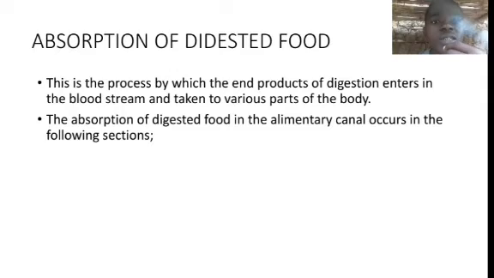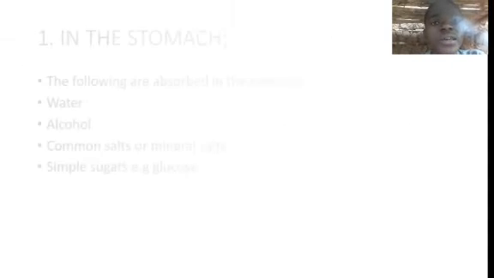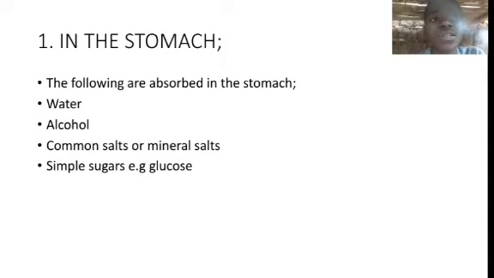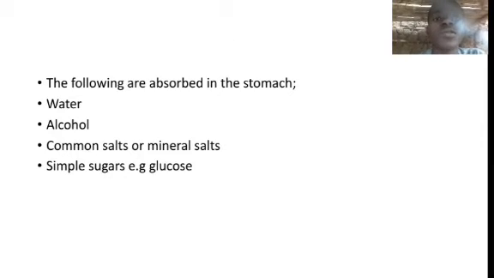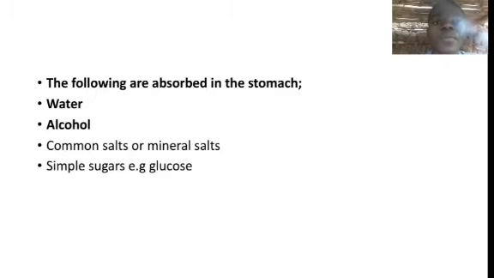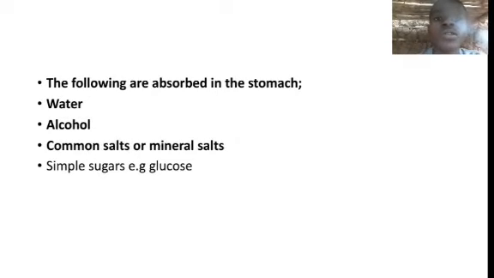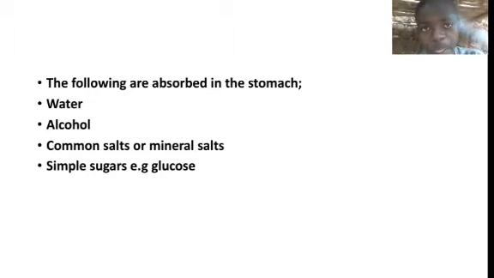So the absorption of digested food in the alimentary canal occurs in different sections. The first one is the stomach. There are some substances which are absorbed in the stomach, others are absorbed elsewhere, as we are going to see. In the stomach we have water, followed by alcohol, followed by common salts or mineral salts, and then lastly simple sugars, e.g. glucose. These substances are absorbed in the stomach.